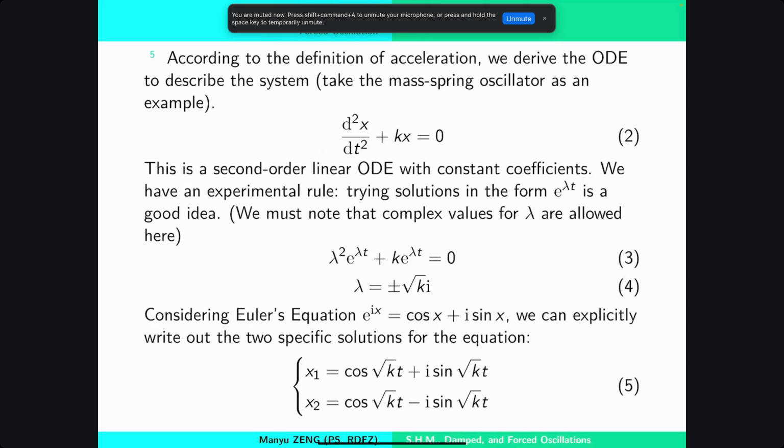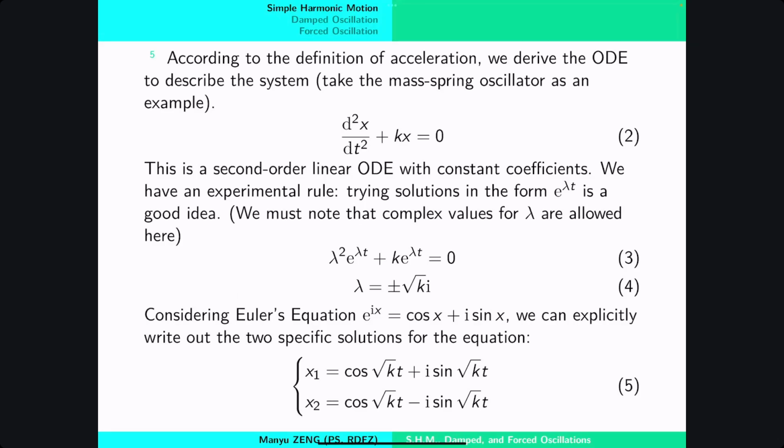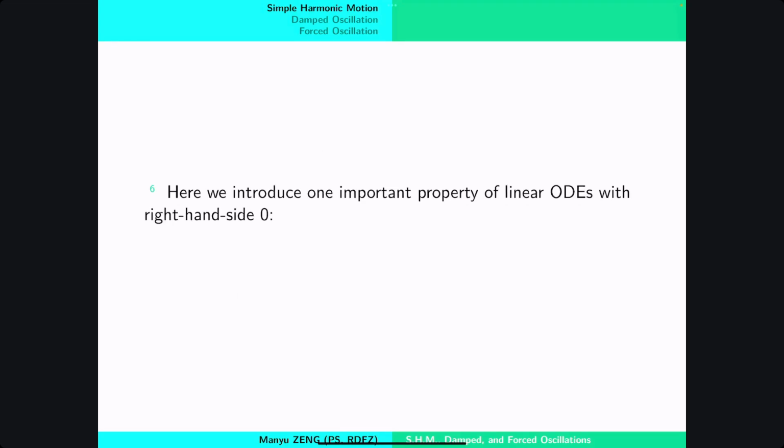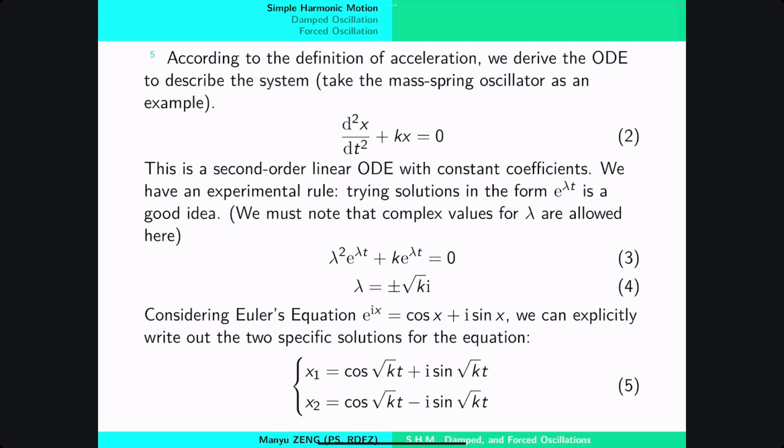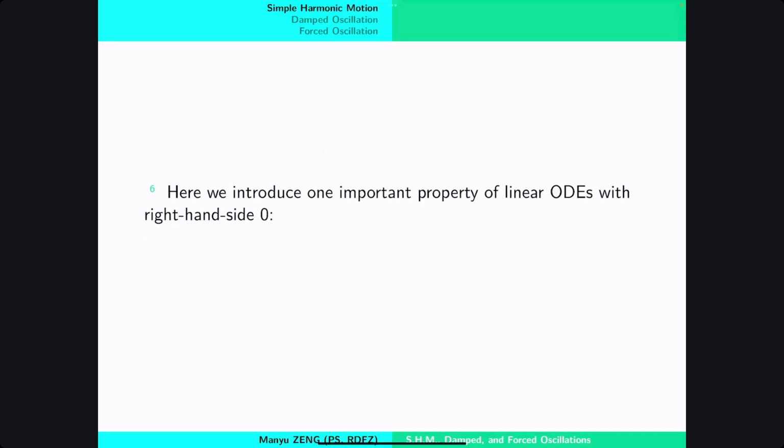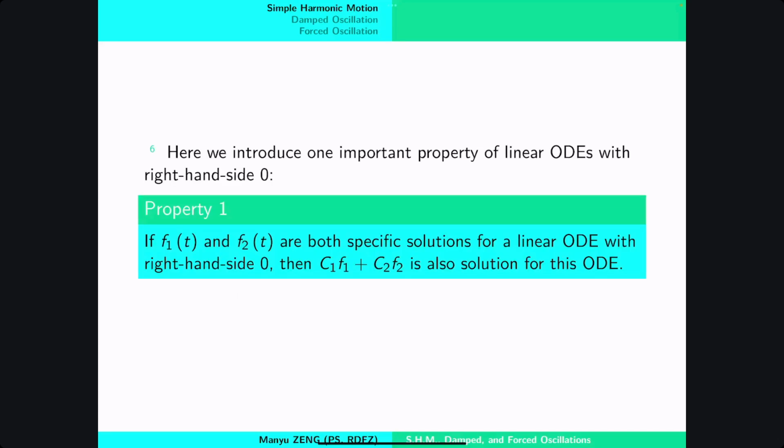These two, if you substitute back into the ordinary differential equation, they both satisfy it, right? But they are not all the solutions. How do we get all the solutions according to these two? So we have an important property of linear ODEs. When the linear ODE has right-hand side 0, like equation 2, we have this important property.